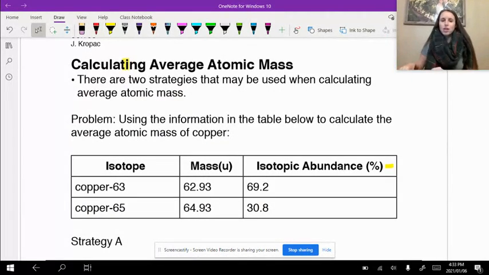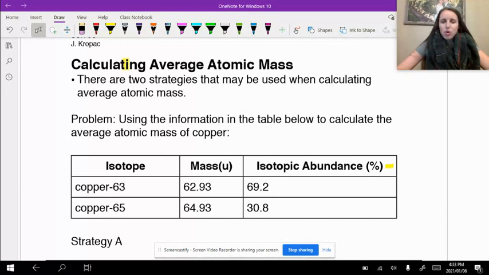So we're actually going to be using that isotopic abundance to go ahead and calculate average atomic mass. So this is where we're going to get into the math. I'm going to shut this video down in just a second so I can write. There's actually two different ways to do this. I'm going to show you an easy way and a more challenging way.